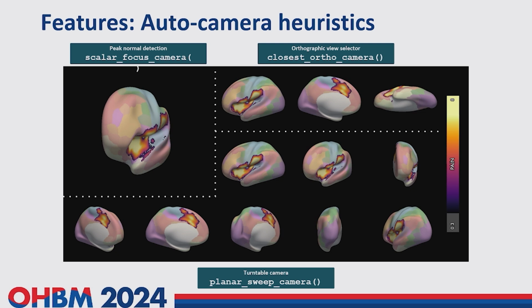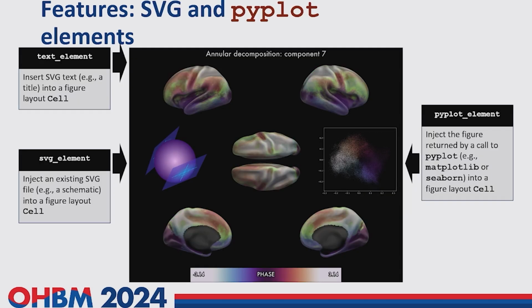There are also several primitives that automatically select the camera angle for static visualizations using heuristics like peak finding or turntable rotations. One eventual objective of our software is to support fully programmatic figure construction. So we also include primitives that can inject graphical elements created exogenously, for instance, arbitrary SVG schematics or figures created using pyplot libraries like matplotlib and Seaborn. And if you aren't satisfied with the programmatically rendered figure, it's still saved as an editable SVG file, so you can make manual adjustments afterward.